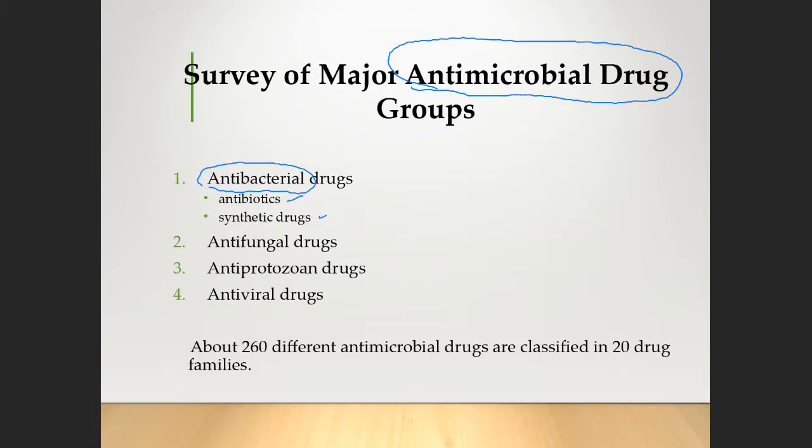And then if it is used for fungi, it is called antifungal drugs. If it is used for protozoa, it is called antiprotozoal drugs. If it is used for viruses, it is called antiviral drugs. There is actually one more, but it will not be discussed in chapter 12, which is anti-helminthic drugs, for worm infection.